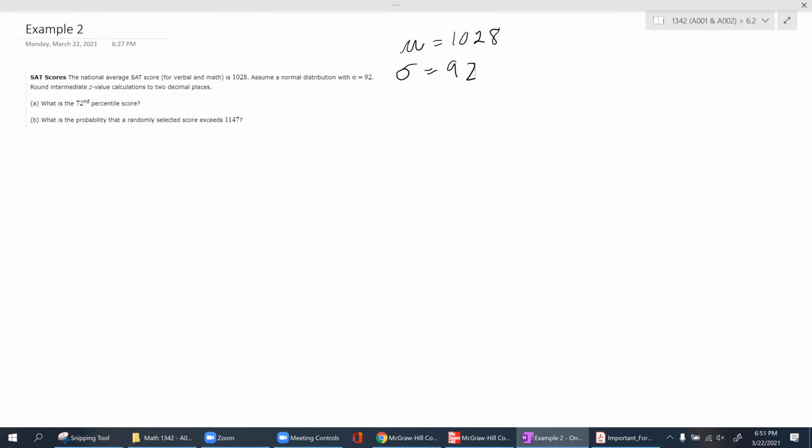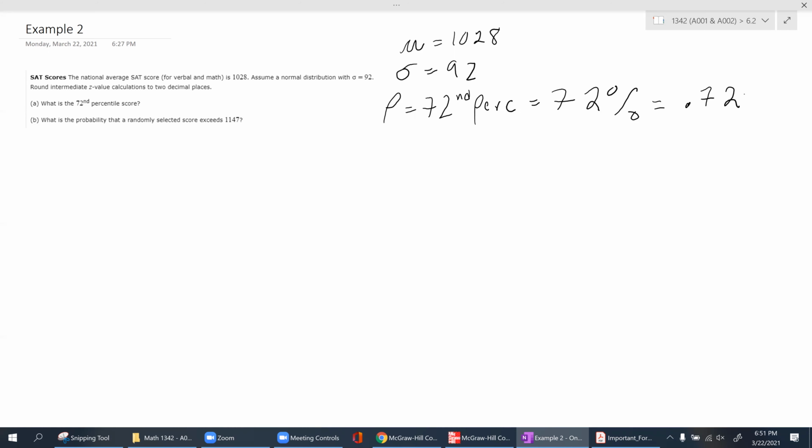In other words, for this problem, I need to find, for part A, the 72nd percentile score. Here they're giving me my percentage. This is the 72nd percentile, which is just 72%. And if it's a percentile, I want everything less than 72. As a decimal, 72 divided by 100 is 0.72. So this is the probability.